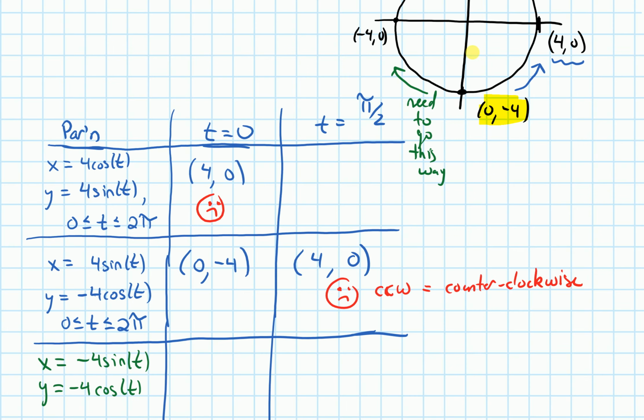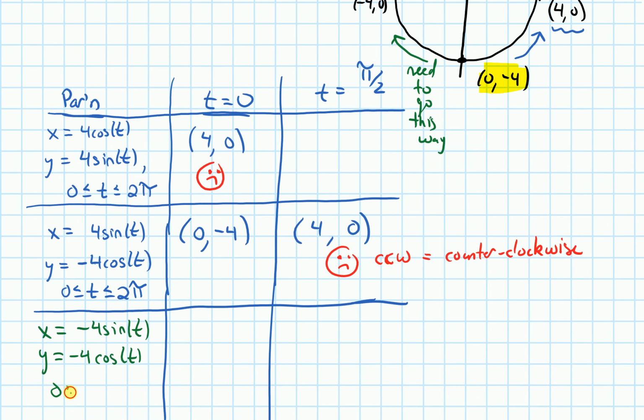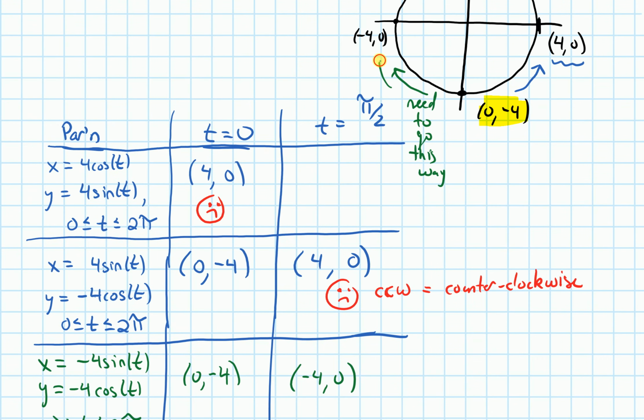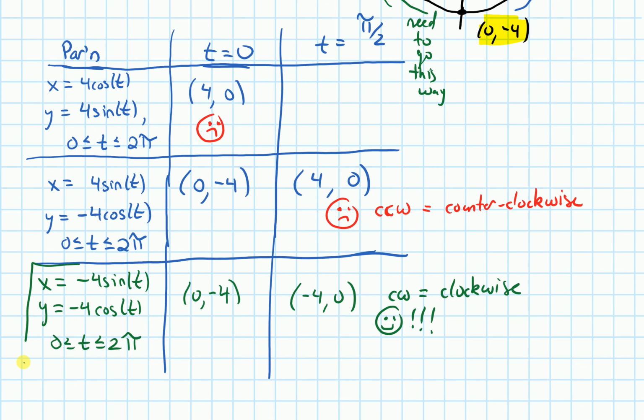Y was getting bigger. Okay, in my interval, I'll go from 0 to 2 pi again. And if we plug 0 in for the t, we end up getting 0, -4. If we plug pi over 2 in, this time we will get -4, 0, and that is going this way, like we need it to. So this is going clockwise. CW means clockwise. Okay, so I'll put a happy face. We are excited about this. So this parameterization was the one that works.